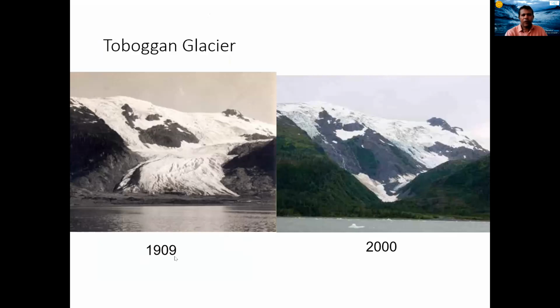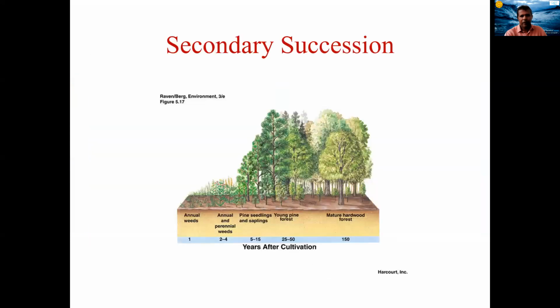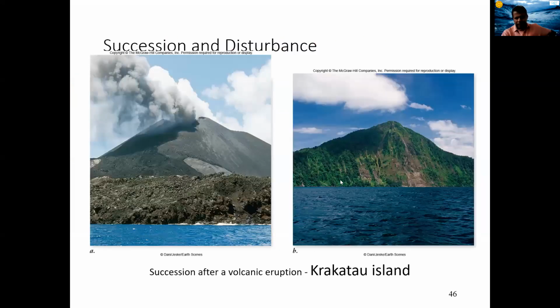A similar instance, 1909 versus 2000. You see the same place in the photographs, 1909 versus 2000. Still there is some ice, but there are a lot of forests. You see, previously it was just rock, which has now been covered with plants. This is another, called Krakatoa Island. It's also a volcanic eruption. You see after the eruption, and this is the situation once it has recolonized.